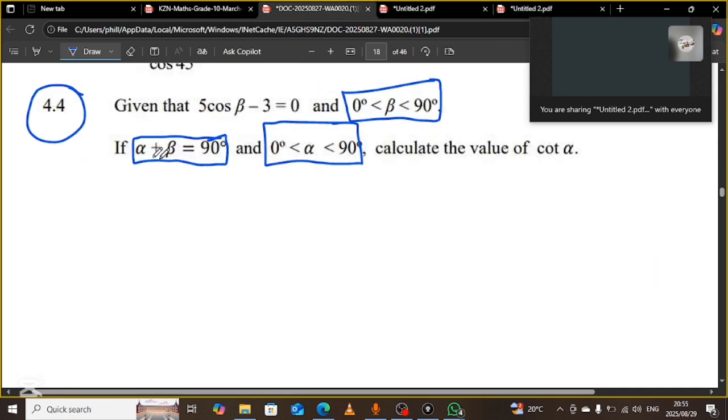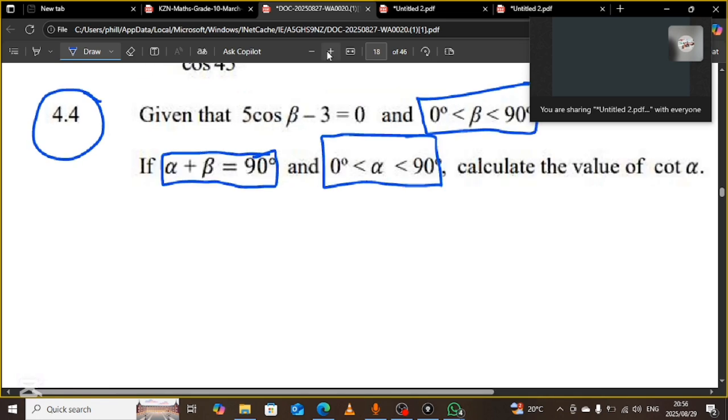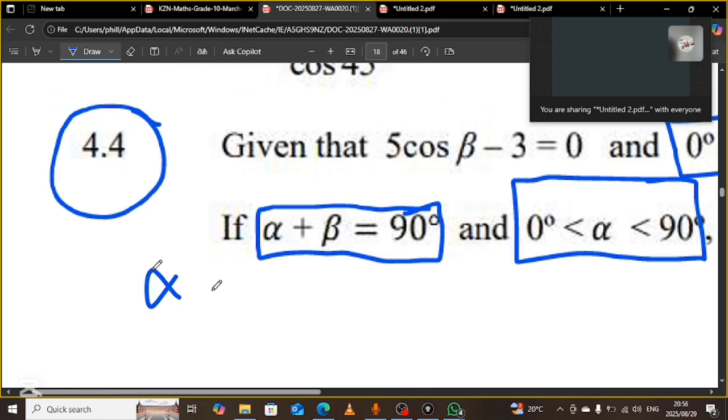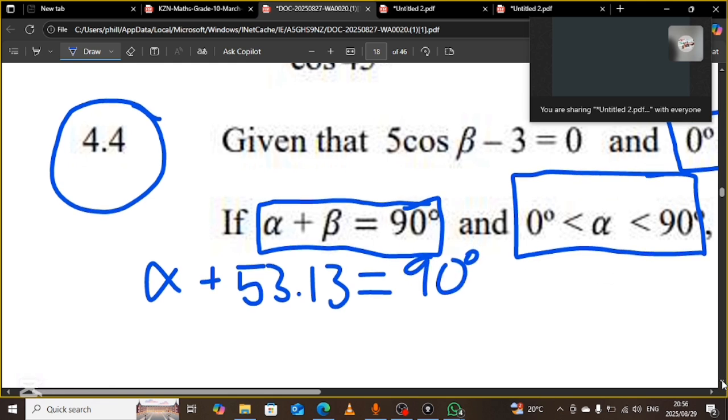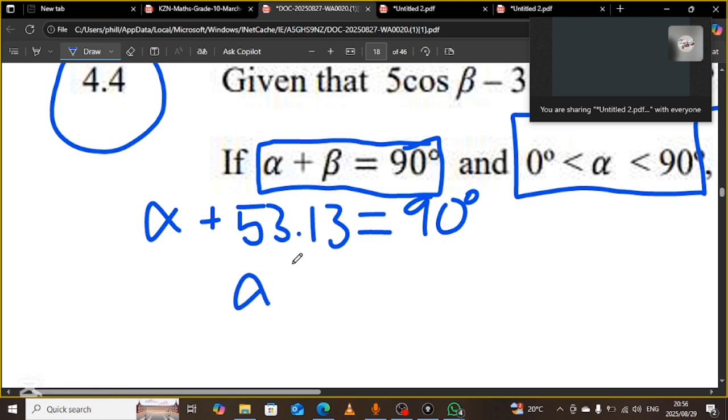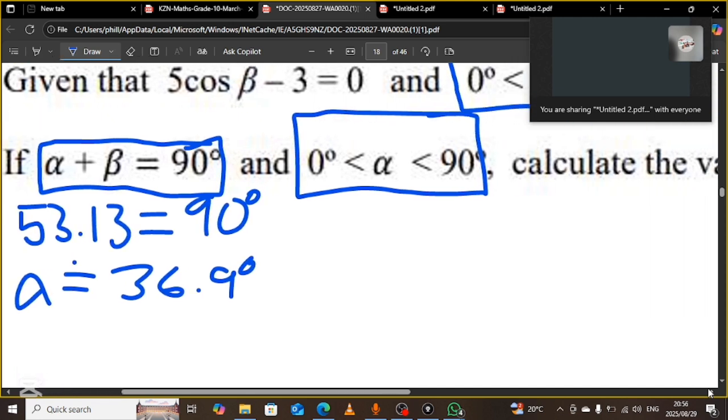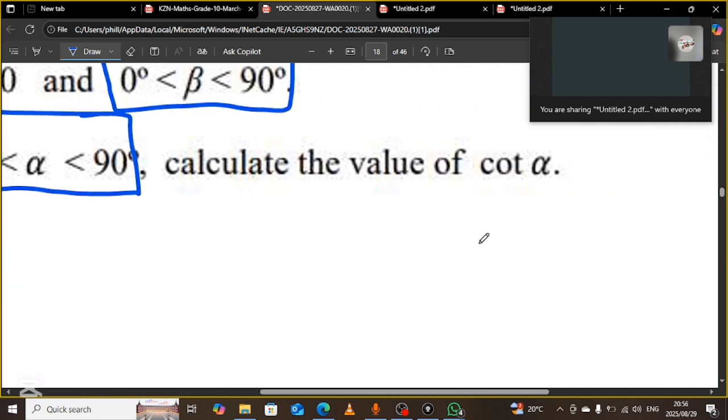From this we can solve for alpha. Since we know what beta is, we can substitute beta. We can see alpha plus 53.13 is equal to 90, right? So what is our alpha? Well, alpha is 36.9, if it's one decimal. That's our alpha. And now we can calculate the value of cot alpha.